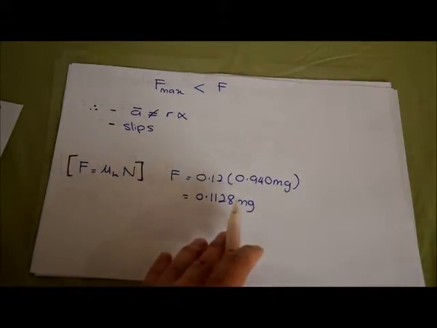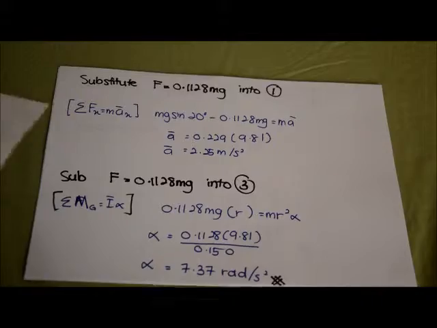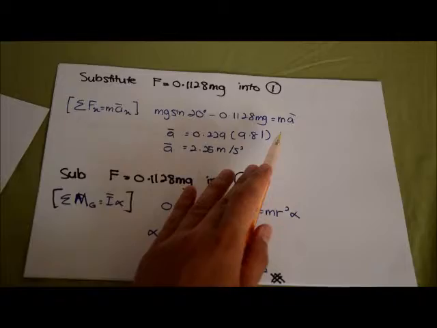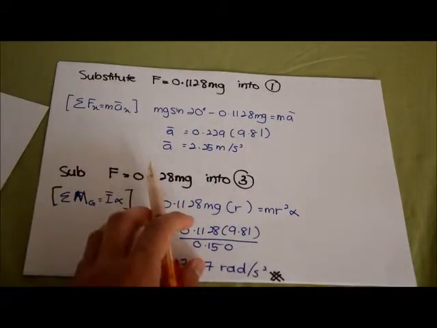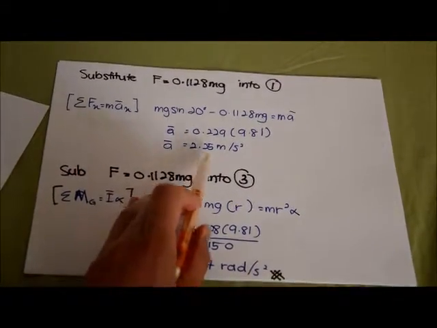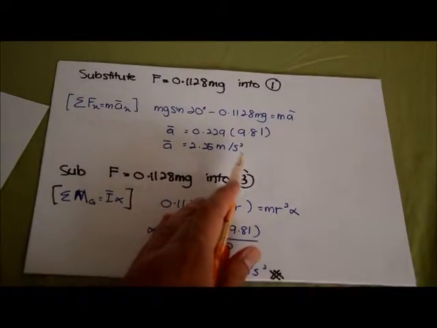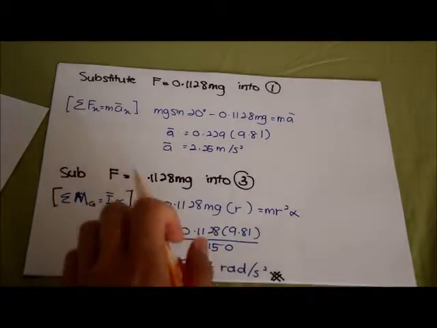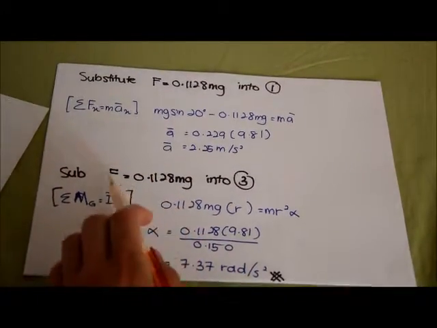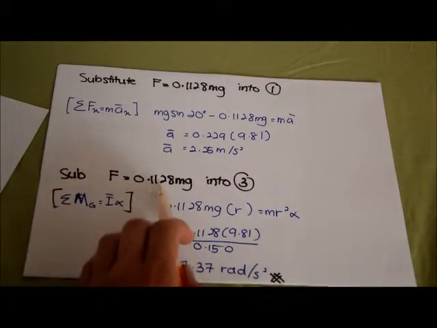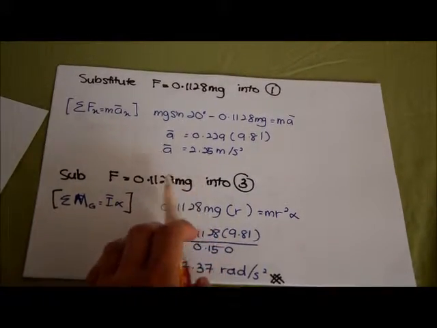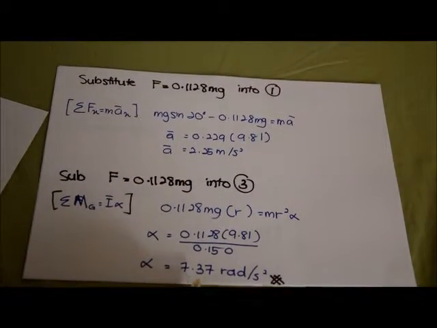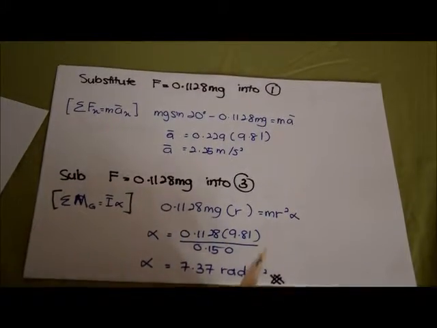0.1128 mg. Next, we substitute the value of F equals 0.1128 mg into our first equation. Then we get the value of a bar equals 2.25 meters per second squared. In order to find the angular acceleration of the hoop, we use our third equation again by substituting the value of F equals 0.1128 mg. Thus, we get the value of alpha, which is equal to 7.37 radians per second squared.